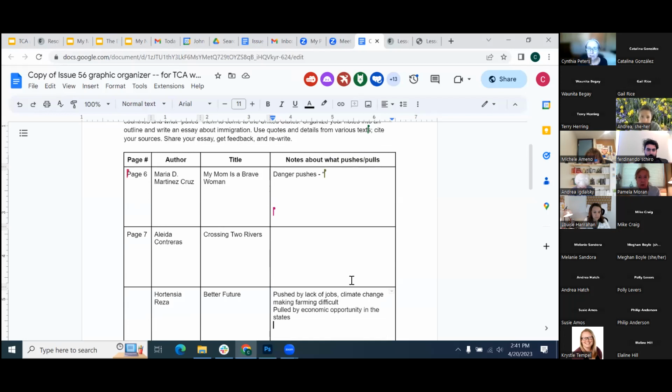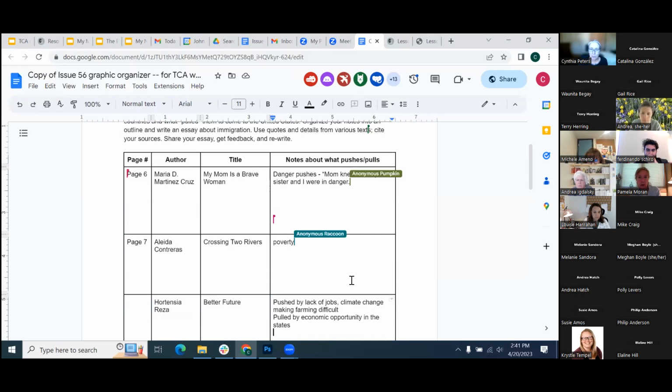Great. I see people taking notes. You know, in "My Mom is a Brave Woman," she was pushed by danger. "Mom knew that my sister and I were in danger." And then I love that you incorporated a quote. That's a really great note-taking skill. So one part of note-taking is just being able to paraphrase, and another part is being able to choose which quotes you want to keep. And then, of course, citing those quotes is going to be an important part of this activity.